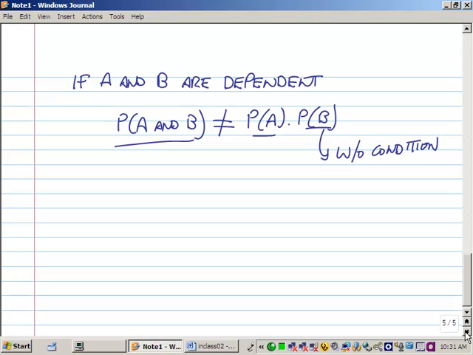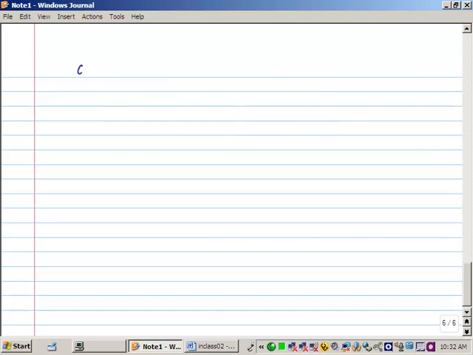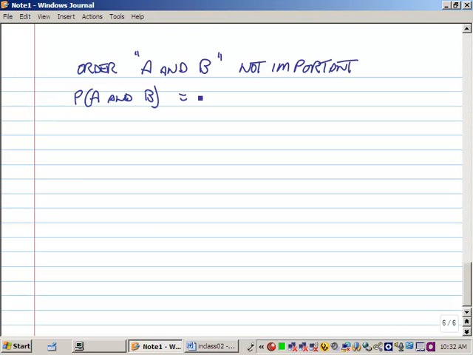All right, let's note the following, that the order of the events A and B is not important, in terms of just writing them down. So the probability of A and B is equal to the probability of B and A. Sometimes it makes more sense to write the events in a particular order, but in terms of symbols, it doesn't matter. Okay?